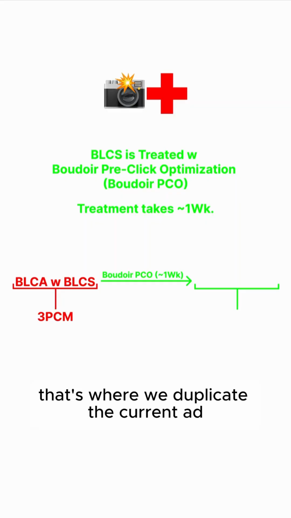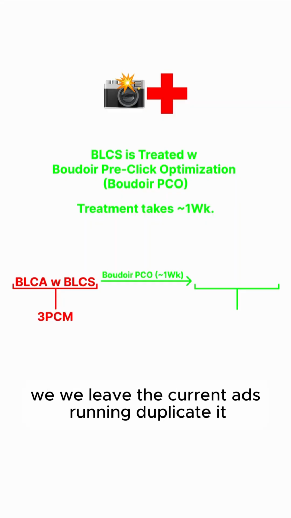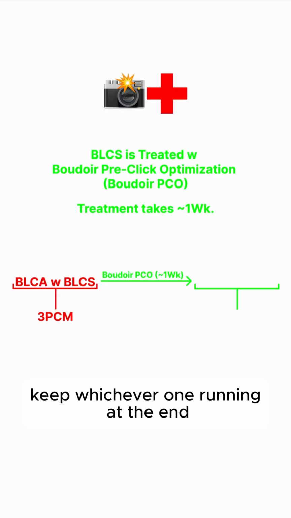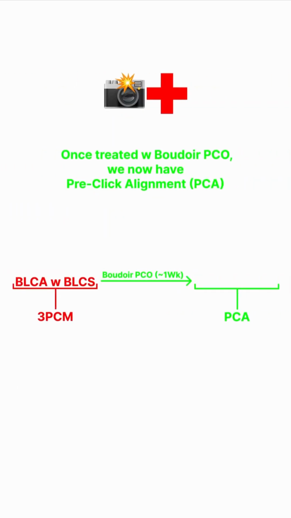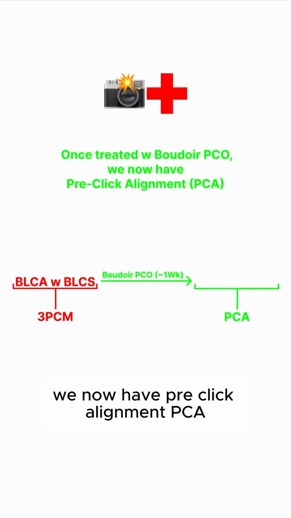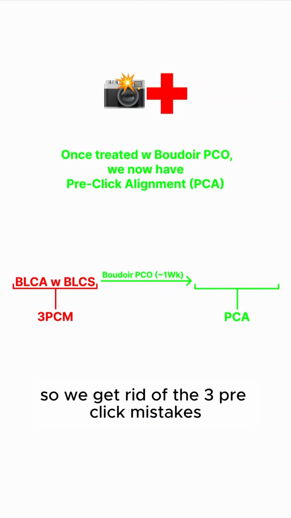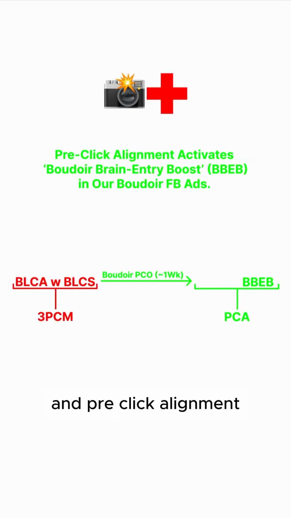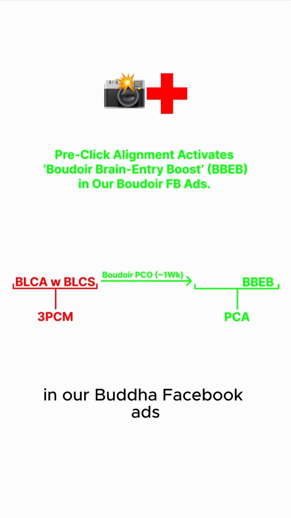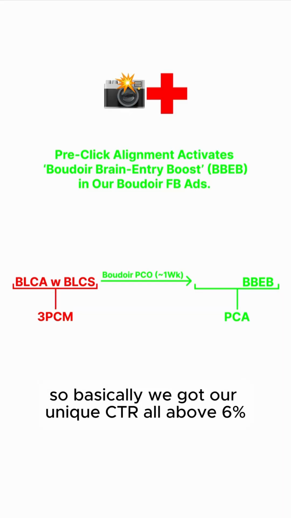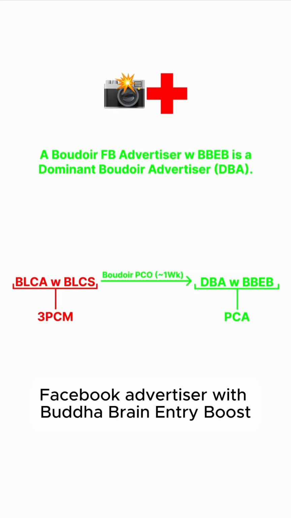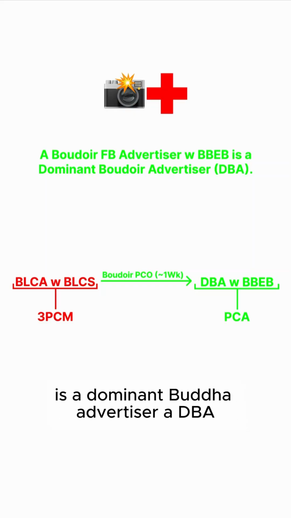And that's where we duplicate the current ad. We leave the current ad running. Duplicate it, treat the duplicated ad, run them in parallel, and keep whichever one is running at the end with the better metrics. Now, once treated with Boudoir Pico, we now have pre-click alignment, PCA. So we get rid of the three pre-click mistakes. We achieve pre-click alignment. And pre-click alignment activates Boudoir brain entry boost in our Boudoir Facebook ads. So basically, we got our unique CTR all above 6%. And a Boudoir Facebook advertiser with Boudoir brain entry boost is a dominant Boudoir advertiser, a DBA.